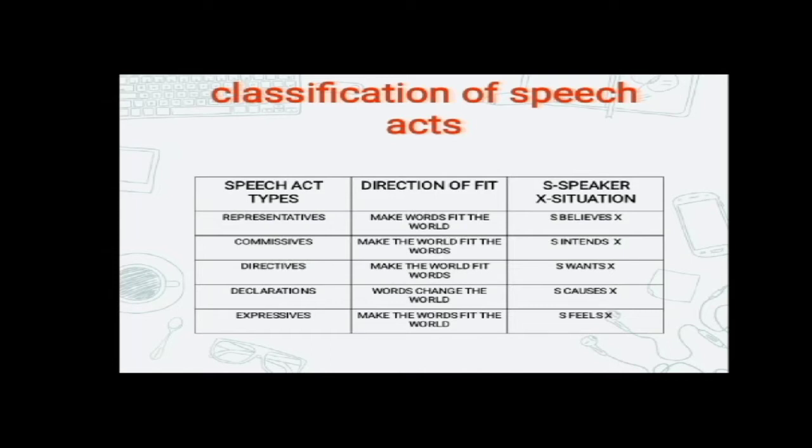Directives. They make the world fit words. The speaker wants a certain situation. For an example, don't touch that. Fourth is declarations. Words change the world. For an example, I pronounce you husband and wife. The fifth one is expressives. They make words fit the world. For an example, I'm sorry.